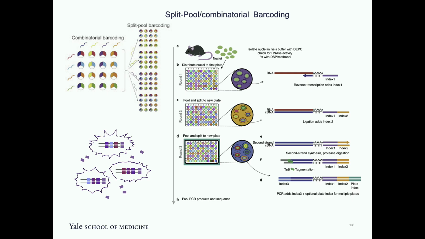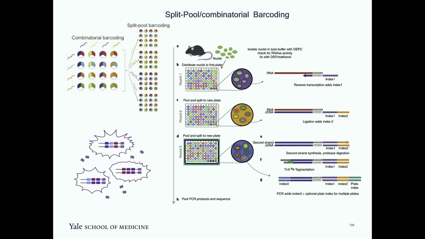The other thing we do is called the split pool barcoding strategy. In split pool barcoding, suppose you want to analyze 10,000 cells. You pool the cells and split them into 100 wells, with 100 cells in each well. You do the first RT, so each well has a barcode, which means all 100 cells in a well get the same barcode.